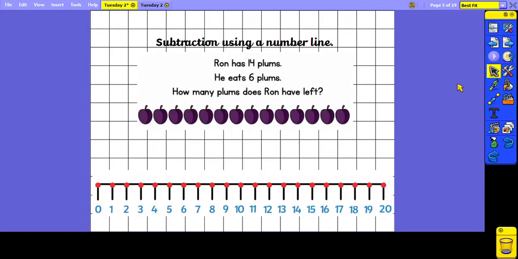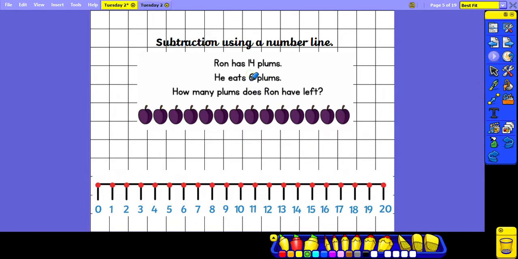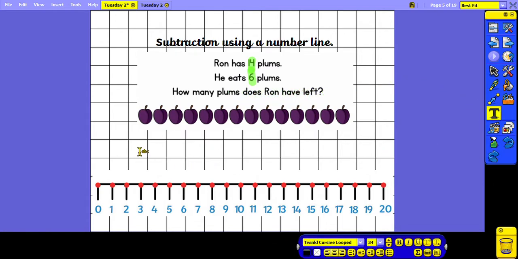This time we're going to do subtraction using a number line. And we have been given a word problem. It says Ron has 14 plums. He eats 6 plums. How many plums does Ron have left? We know he had 14 to begin with, and he's eaten 6. So we're taking 6 away. And we've got to work out how many plums there are left.